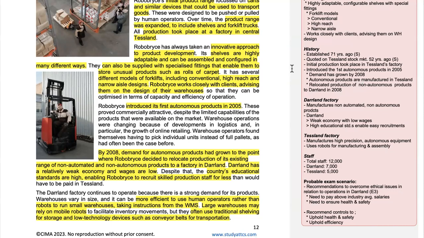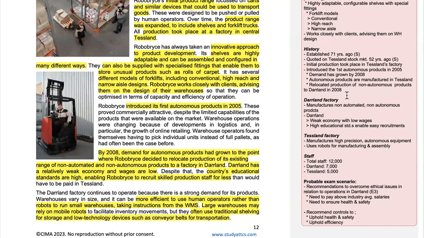And initial production took place in Tesla factory. So 71 years ago, when Robobryce started its manufacturing operations, they were primarily concerned with conducting manufacturing operations within Tesla from their manufacturing facility. And later on, by 2005, they introduced the first autonomous product. And this autonomous product was high in demand, and demand grew until the year 2008.